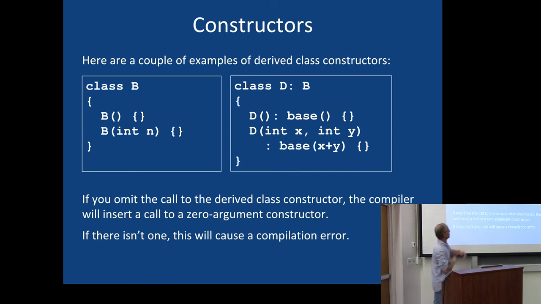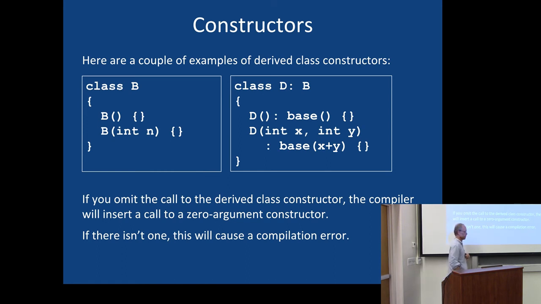Now, what would happen if we leave out that colon base in that first constructor up there? We just said D parenthesis and then body of constructor. Error? Oh, it won't be an error. In either of these cases, if you leave out the call to the base class constructor, the compiler puts one in for you to the zero argument constructor in the base class. You only get an error if there's not a zero argument constructor.